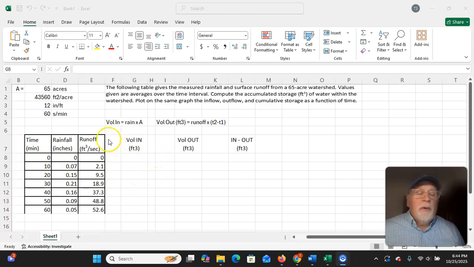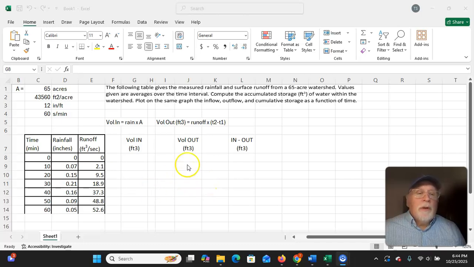And then I've measured the flow rate of the runoff out of the watershed. So in that time period, 10 to 20 minutes, is 9.5 cubic feet per second. This obviously would vary as it goes across there. So you'd actually use probably the average of those in your method. But we'll do a real simple one here.